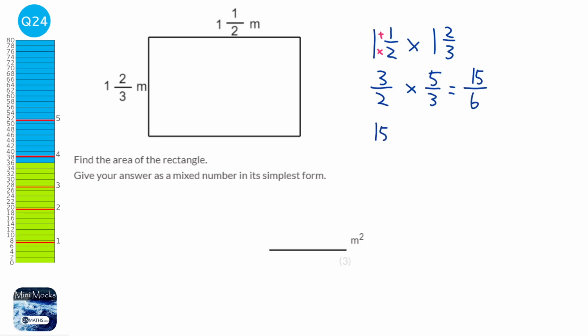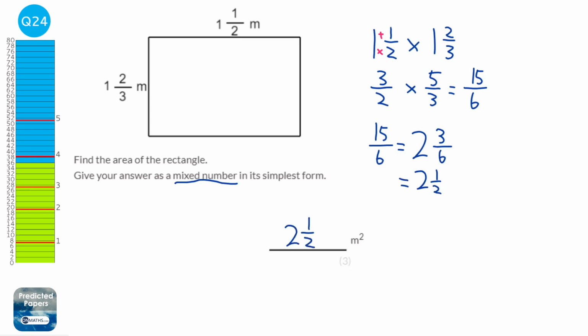So we've got to convert 15 over 6 into a mixed number because it asks for a mixed number. So 15, how many 6's go into 15? Well, we're first of all going to have 2 whole ones, and how many left over? There are going to be 3 left over. Now, 3 over 6 is the same as 1/2 because we can divide top and bottom by 3. So our answer is 2.5.